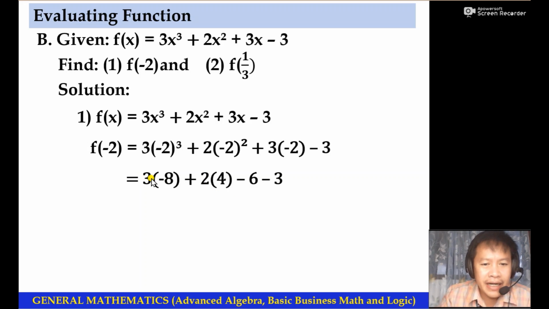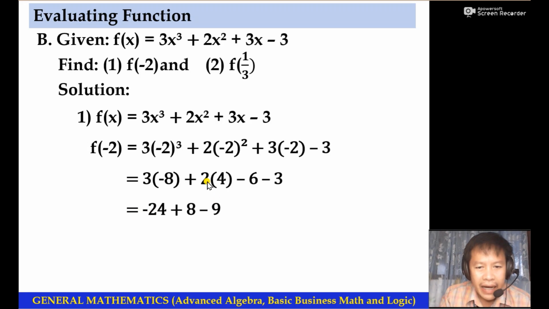But that exponent signifies how many times the base is used to multiply itself. So that is why 3 times negative 8 is negative 24. And 2 times 4 is 8. Then 6 plus 3 is 9. And copy the common sign which is negative. Because this is credit plus credit. Loan plus loan is equal to loan. Okay. Then afterwards, you are going to combine the two numbers having the same sign. Therefore, 24 plus 9 is 33 and that is negative because you are going to copy the common sign.